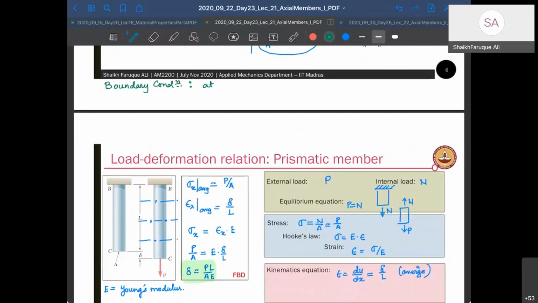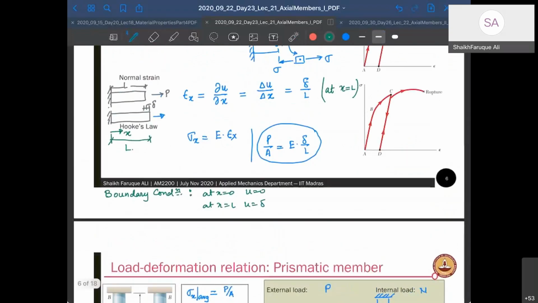At x equal to 0, u equal to 0, right? At x equal to L, u equal to delta. We don't know what delta is, but that's what we are naming it. What we are going to do now, we know epsilon x at L is going to be delta L by L, and sigma x is equal to E into epsilon. This comes from the constitutive relationship. So let us write that constitutive relationship.